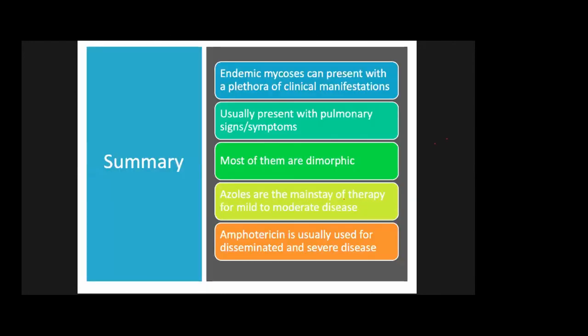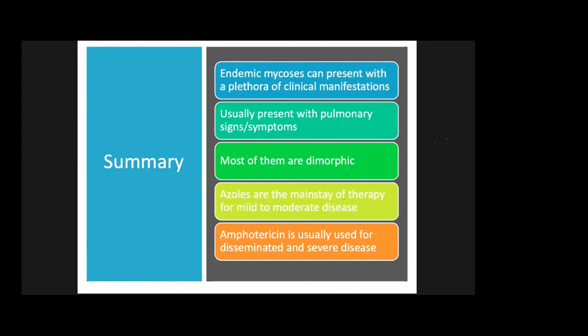So where's the summary here? Okay, 59 minutes, it's pretty good. The summary is that endemic mycoses can present with a plethora of clinical manifestations. However, the 2 main ones you should know are: first, a community-acquired pneumonia that is not improving despite appropriate antibiotics; and second, patients who present with pulmonary symptoms and look like tuberculosis, but you do 3 or 4 mycobacterial cultures and all of them are negative.